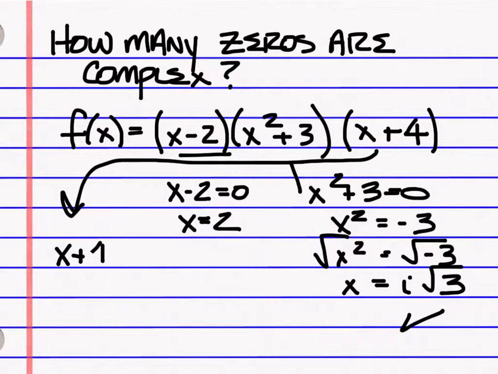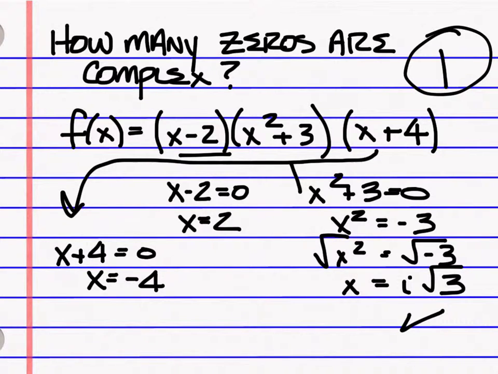And then we'll look at this one down here in this corner. X plus 4 equals 0. So if you move that 4 to the right, it's a negative 4. Negative 4 is not complex. So what's our answer to the question? 1. Yeah, we just have 1 zero that is complex, and it is the second one.